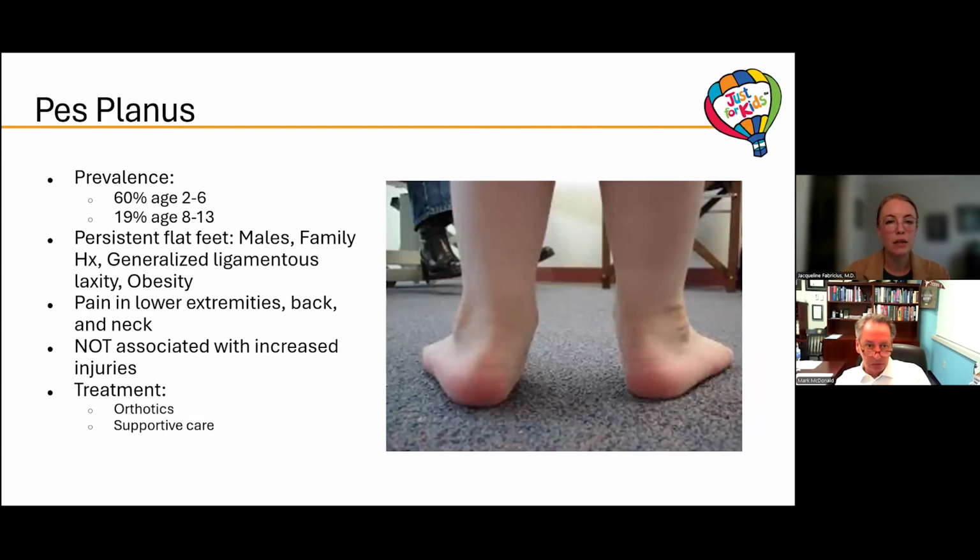This last slide that I'm going to go over is about pes planus. This is flat feet. This is, again, very common in pediatrics. From age 2 to 6, there's about 60% prevalence. This can be associated with significant pain, not only in the feet and ankles, but also in the back and the neck. The treatment is very simple. It's orthotics and supportive shoes. And some patients would benefit from physical therapy for this as well.